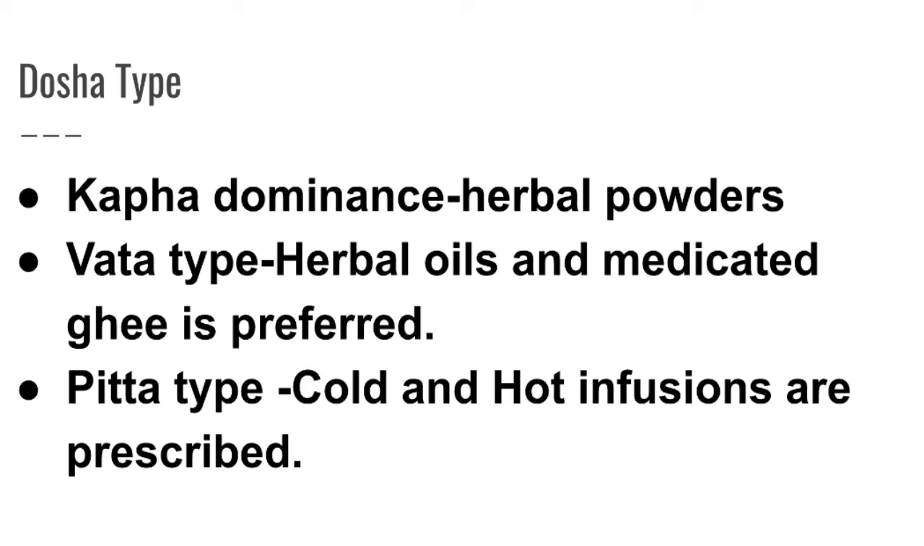Then if you are a Vata type body, where air is dominant in your body, you would be given oils. This medicine would be contradictory to the type of body you have. If the air element in your body is high, we give an oil so that it pacifies the air dominance in your body, and medicated ghee. These things are preferred.